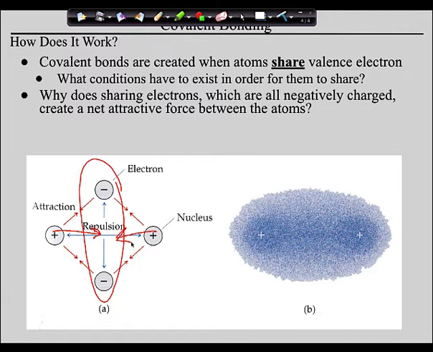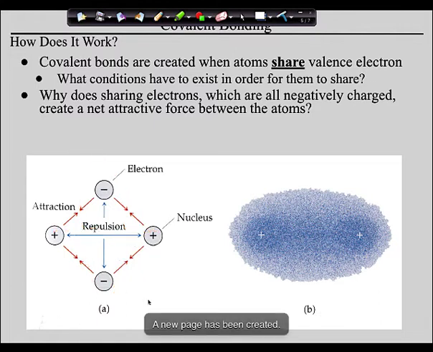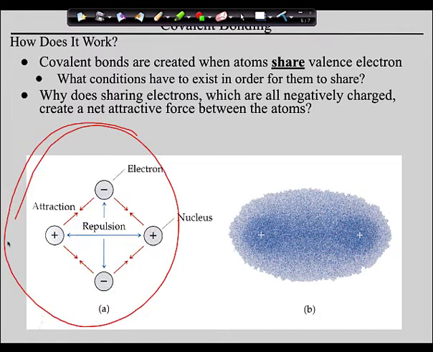Now, guys, when we draw that like this, looking at all of the forces, the vectors of the forces, it's a little bit harder to see. So maybe consider this. When we go back to the idea that these electrons are like clouds, here's the nucleus of one atom, here's the nucleus of the other atom. When those clouds overlap, guys, what?